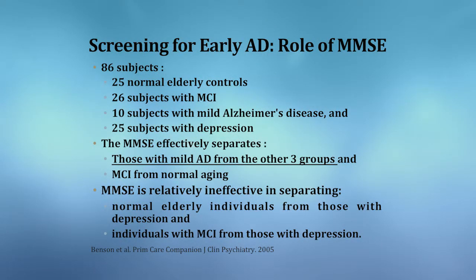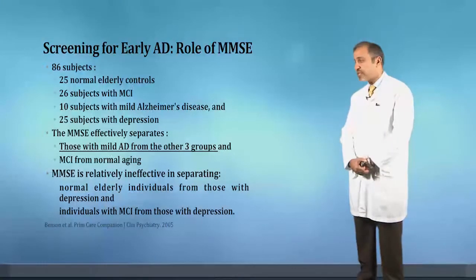Screening for the elderly and the role of the mini mental status examination. In the study done by Benson and others, they took 86 subjects: 25 were normal elderly controls, 26 had mild cognitive impairment, 10 had mild Alzheimer's disease, and 25 subjects had depression. The mini mental status examination effectively separated those that had Alzheimer's disease from the other three groups, and the mild cognitive impairment group from normal aging.